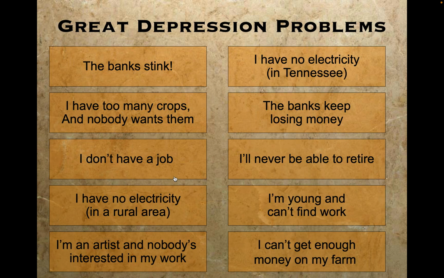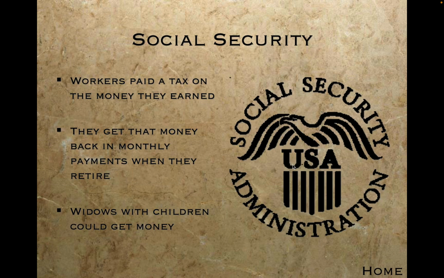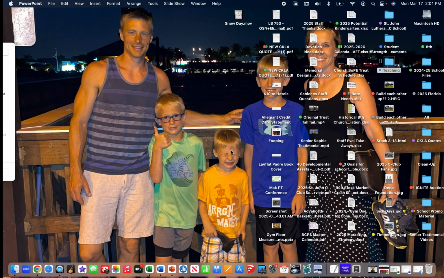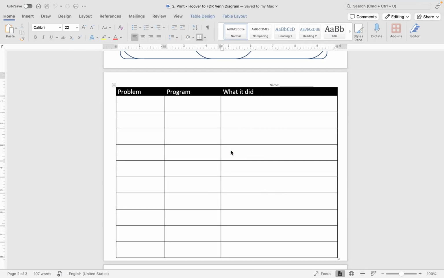So the idea is I have 10 problems. We're going to use 9. When I click on it, it'll tell me the potential solution. Okay, so we should have kind of this answer key that we came up with here.